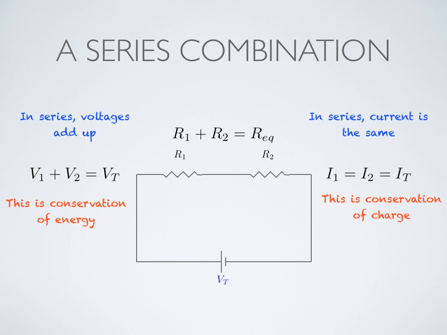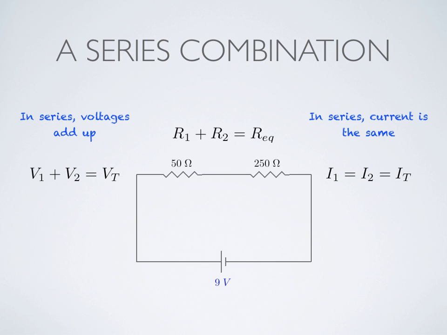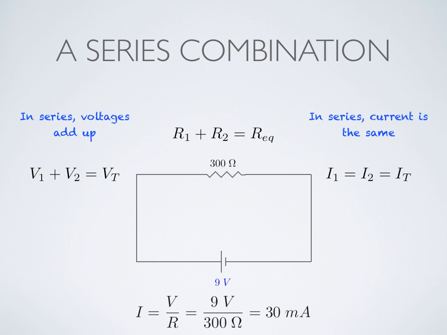So, let's use it. Let's say I've got a 9-volt battery and I hook up a 50 ohm resistor and a 250 ohm resistor in series with it. If I do this, the total resistance is going to be 300 ohms, so it is effectively the same as if I just put a 300 ohm resistor in there instead. That means I can calculate what current actually comes out of the battery. I can do V equals IR for the whole circuit. V equals IR means that I equals V over R, and I get 30 milliamps of current that comes out of the battery and goes to these two resistors in series with each other.